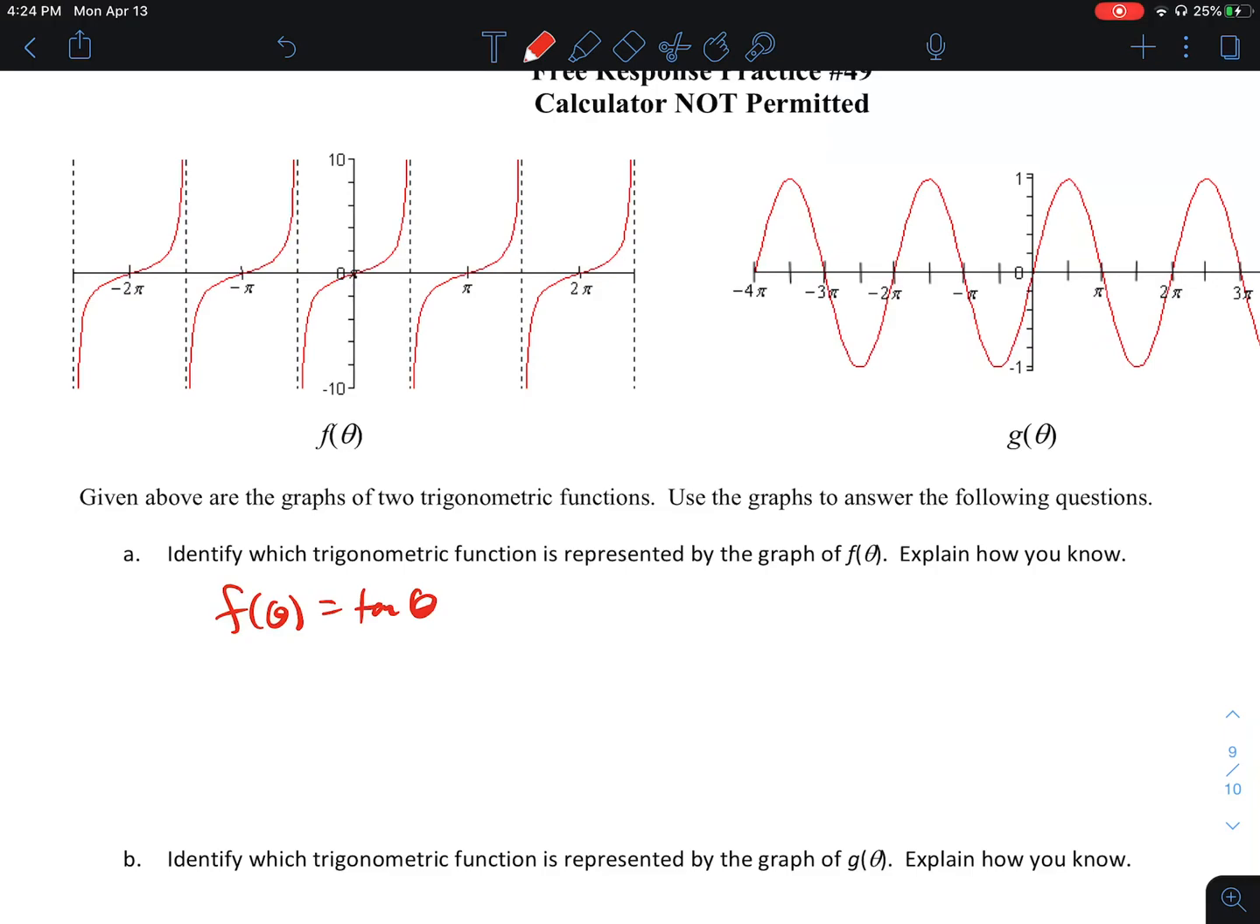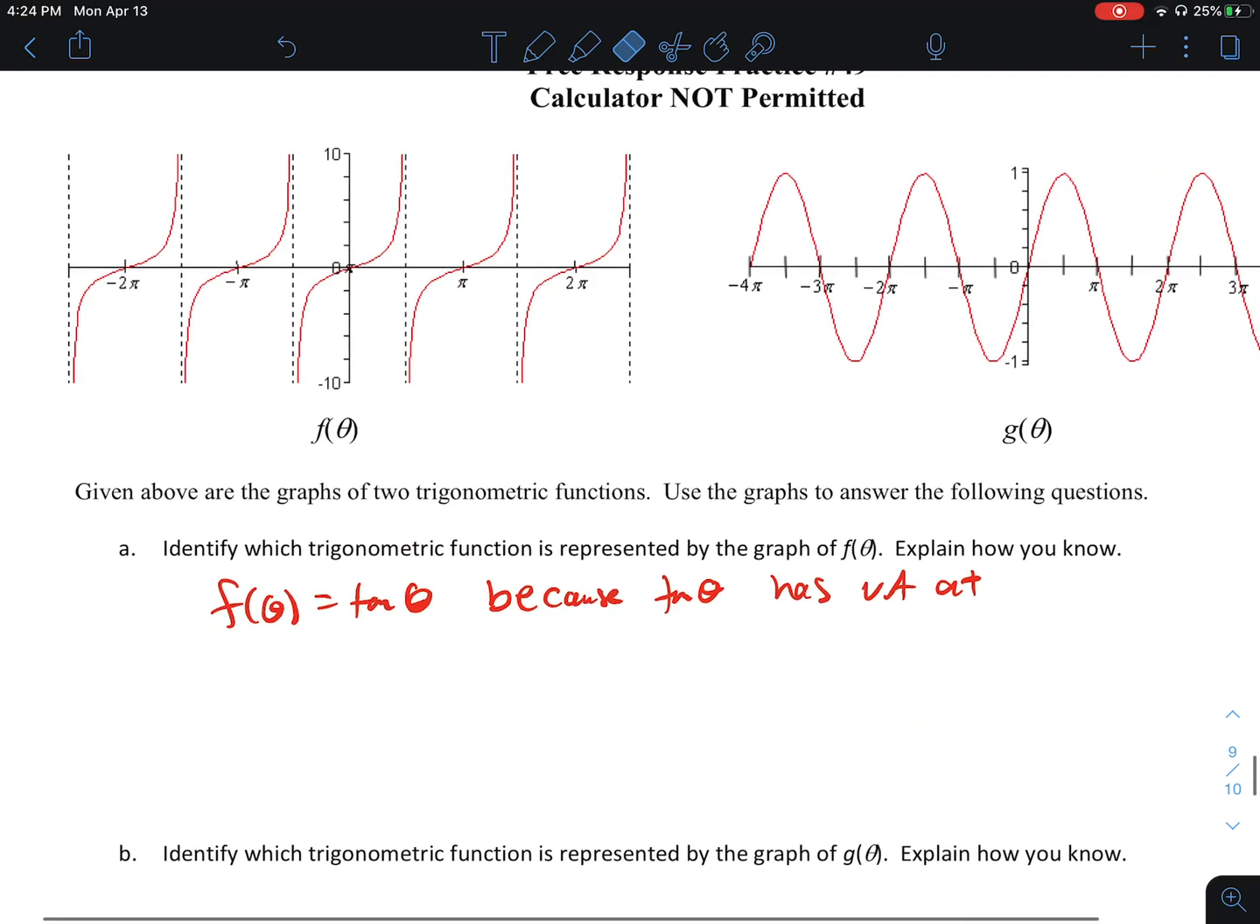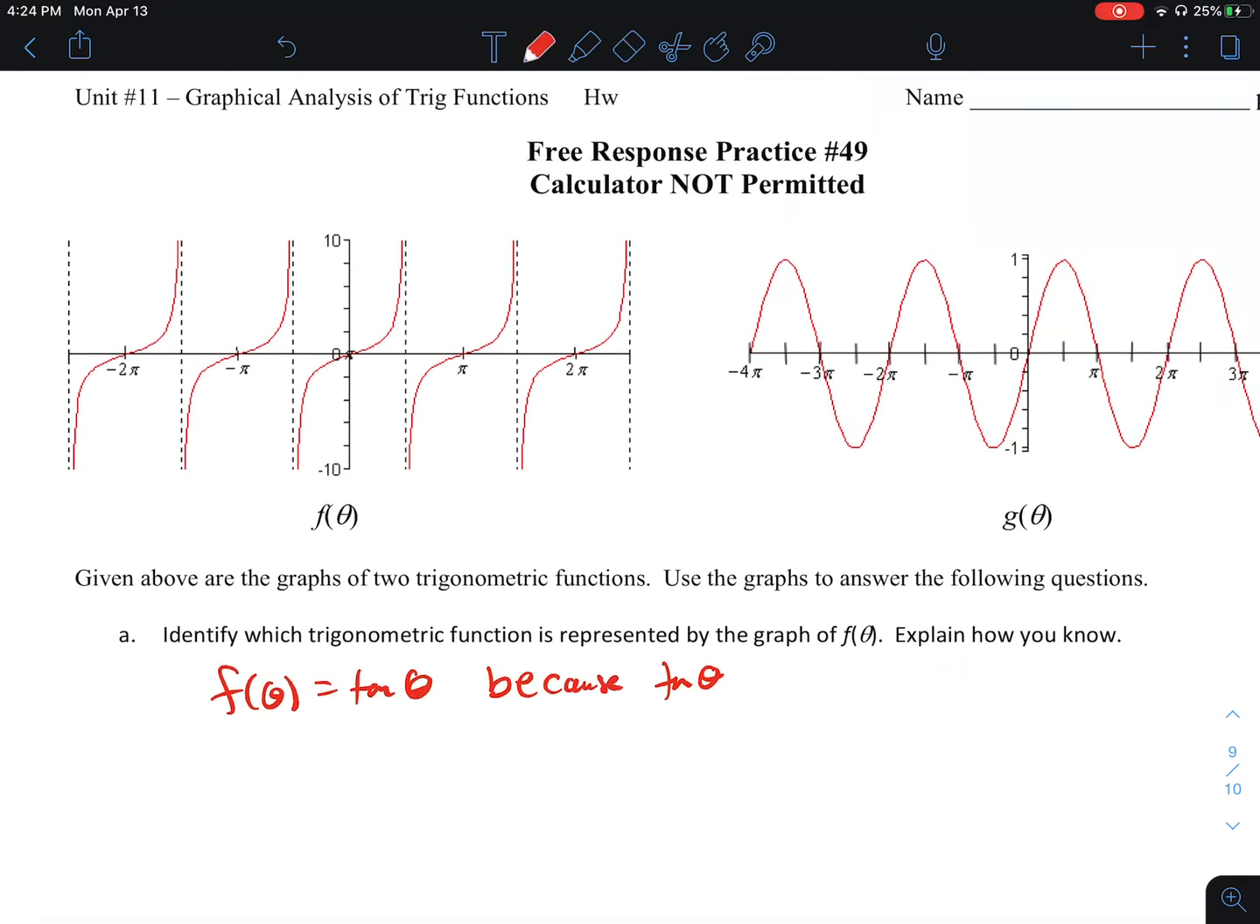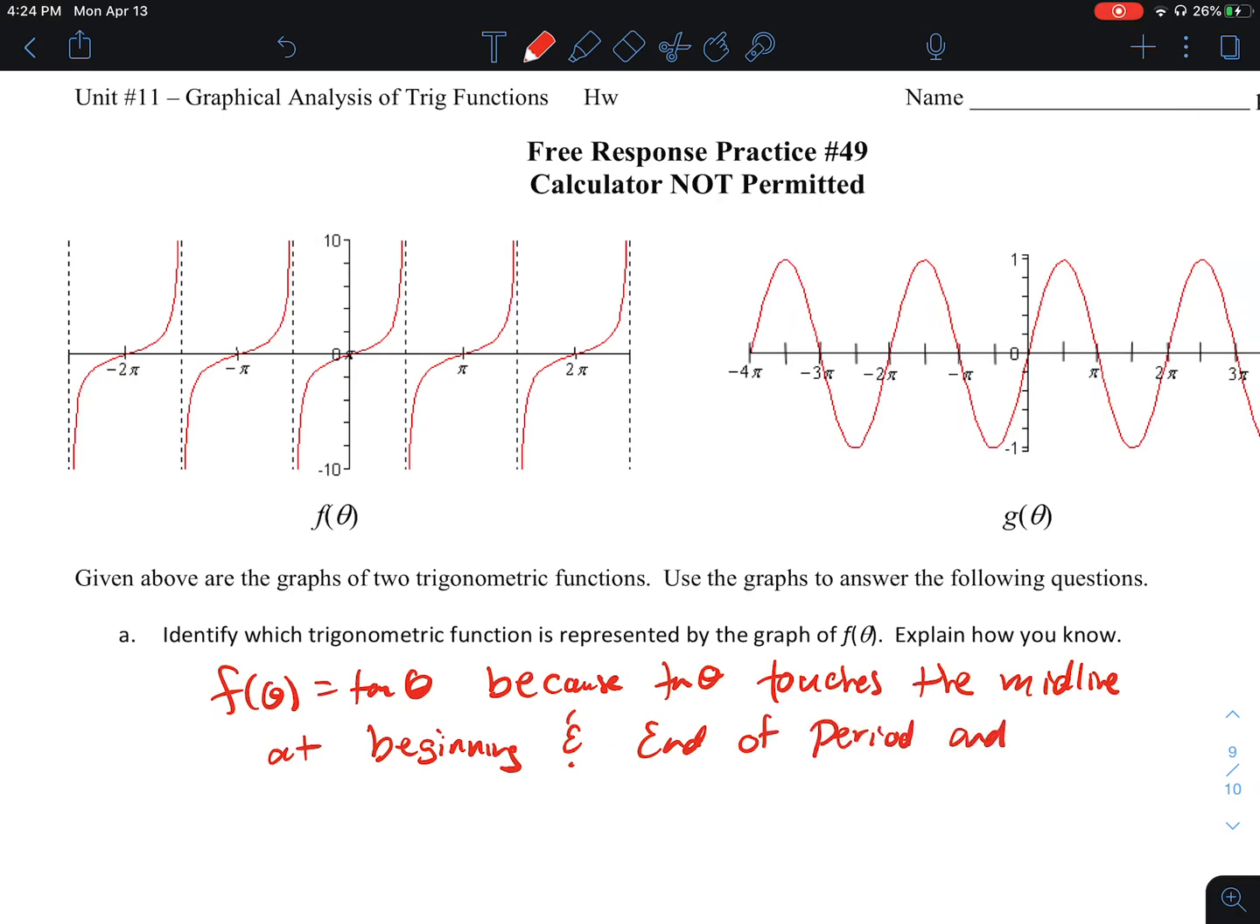And then I will say, let's see, explain how you know. Because tangent of theta has vertical asymptotes at, I won't say that, because tangent of theta touches the midline at the beginning and end of the period, and has a vertical asymptote at the middle of the period.